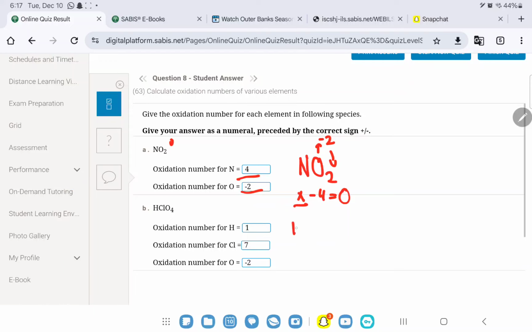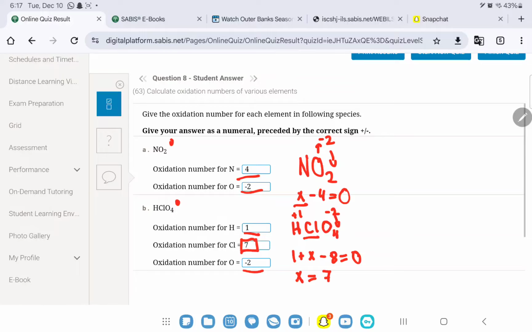HClO4. Here, what are the species we know? We know hydrogen is +1, so you put that down. We know oxygen is -2, so we put that down. Now let's find Cl. We put Cl down as X, add the hydrogen's 1, and then multiply the oxygen by the subscript, so it's -8, which equals the charge, 0, so X equals 7, and that's Cl's oxidation number. So H is always 1, O is always -2, and we found Cl to be 7 in this case.